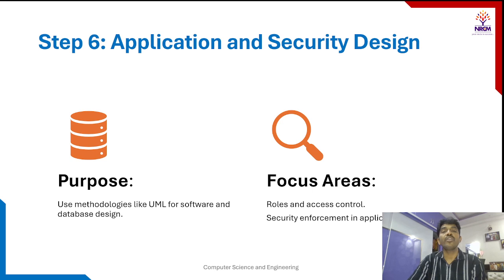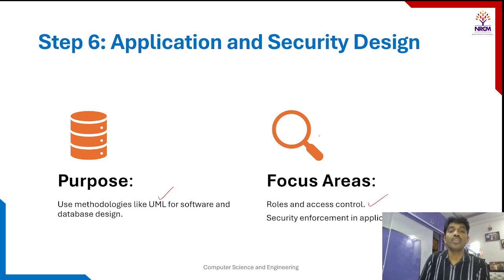In the application, the security design is the primary thing for every application. For example, if others are going to know your bank balance or your ATM pin and everything, there is no security. For example, I deposited my amount in the X bank, and even others also know how much amount is there in my account. Where is the security? Security plays a vital role. That is the purpose. The use of methods like UML, Unified Modeling Language, for the software and the database design, to focus on the role and access control.